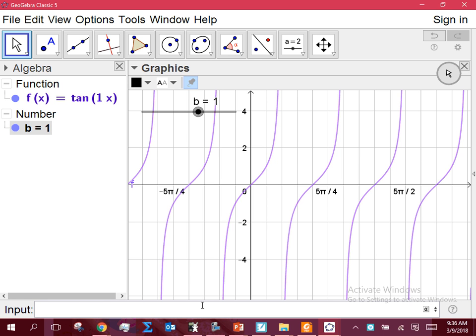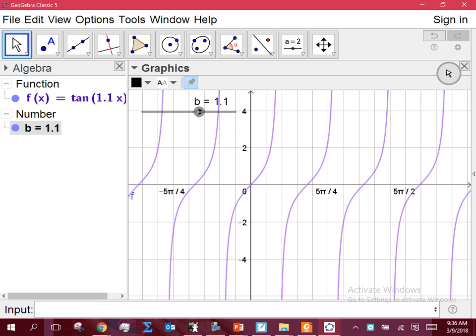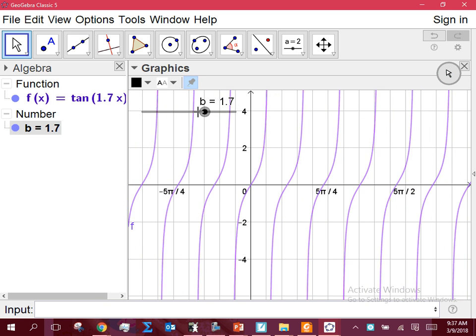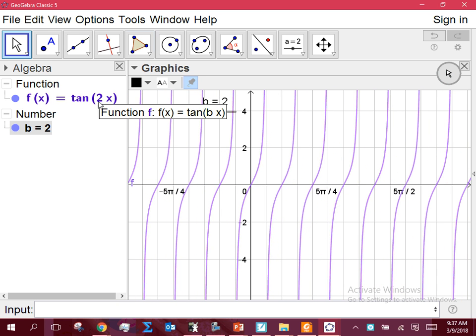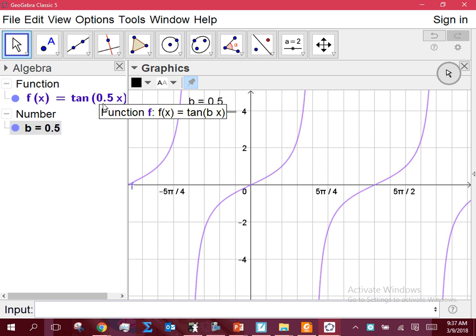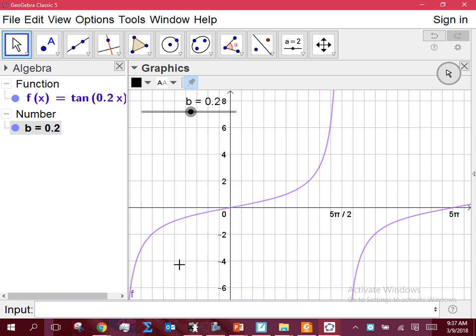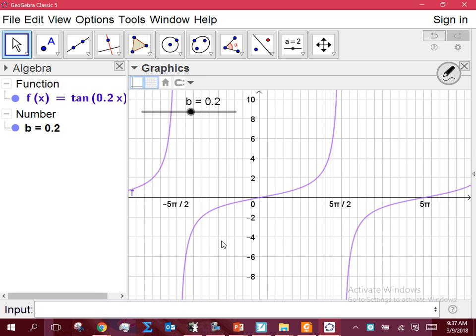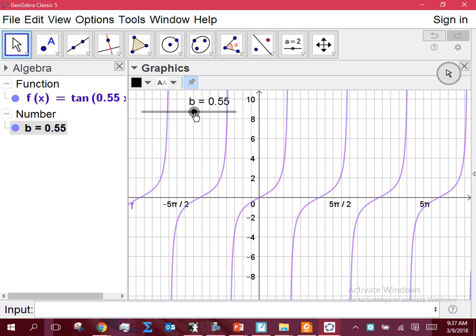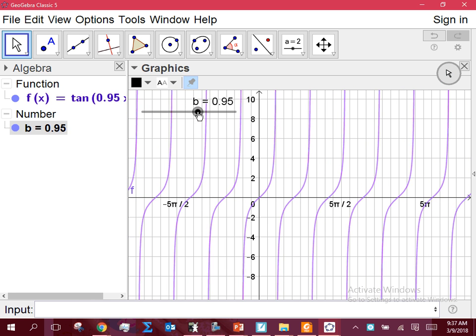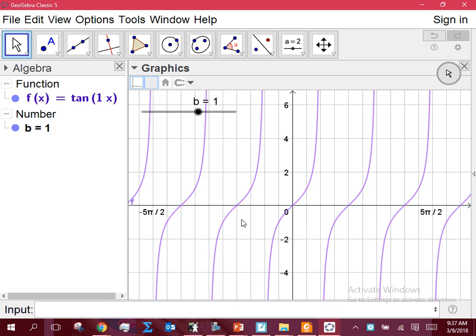But what happens when b changes? What happens when b goes to like 2? Okay, we know it gets compressed horizontally because that's what that transformation does. Okay, it doubles the input value before we run it through the tangent. Or if our b value is 0.2, it's going to stretch it horizontally. I want us to have the ability to find these asymptotes pretty quickly. Okay, because I think finding those asymptotes quickly is going to allow you to develop your graph a lot quicker.